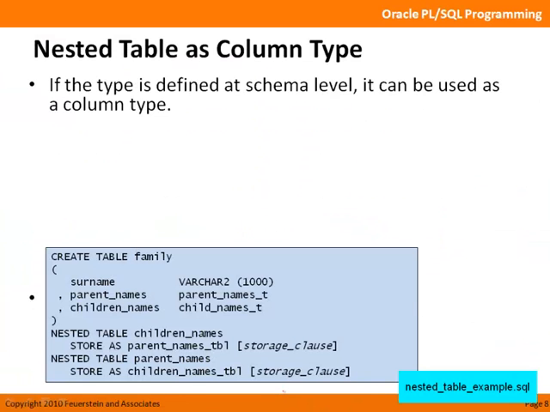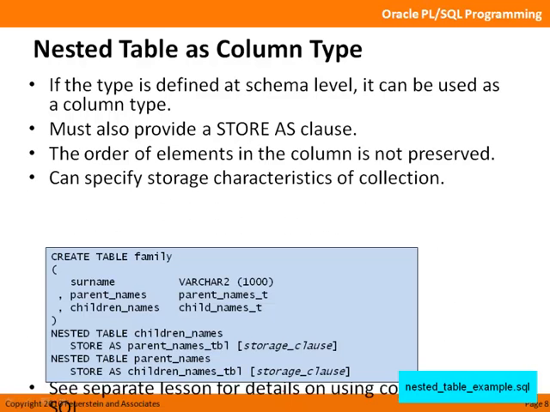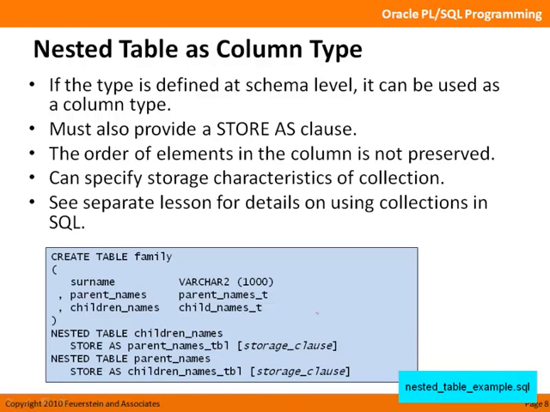Nested table as column type. I showed you one example of this just to go over a couple of the details. If the type is defined at the schema level, it can be used as a column type. You have to provide the store as clause, which could just give it another name, giving it the name for the storage area. You can also provide an actual storage clause that provides information about how this nested table needs to be managed. If the nested table is going to be very large, thousands of rows of data, then you probably need to pay some attention to the storage characteristics. For simple, small nested tables, it probably doesn't matter very much.